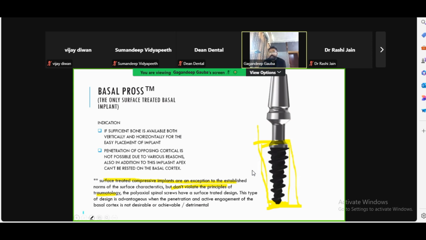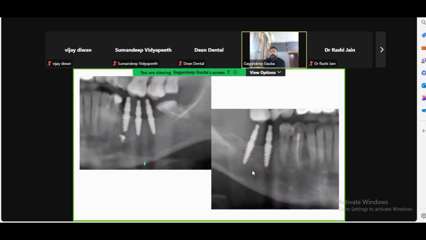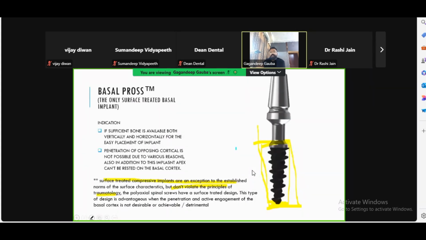The practical application I will show you in this slide. We can see, because the nerve was there, right, and because enough vertical bone height was present, I chose not to engage the lingual cortex. What I have done is placed a surface treated basal implant in these areas. So the mandibular area is a very good example of usage of the surface treated basal implants, right?